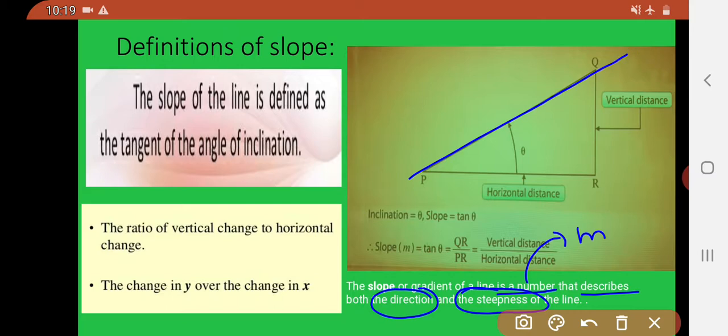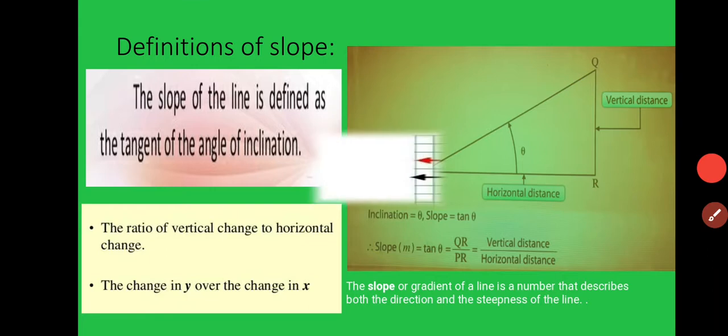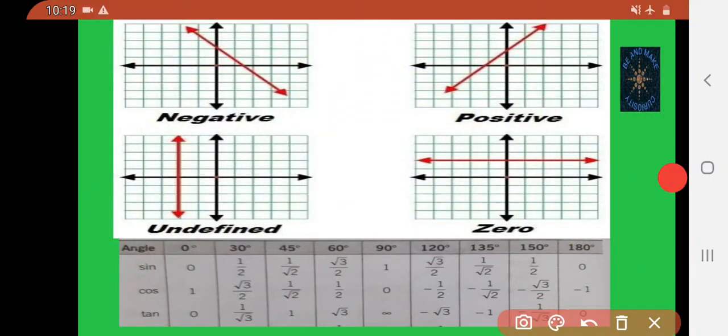Here you see this line's direction, it goes in this direction. And steepness of the line, steepness means rising or falling sharply, is called the steepness of the line. Okay, here you see this line, the angle of inclination is theta, which is an obtuse angle.